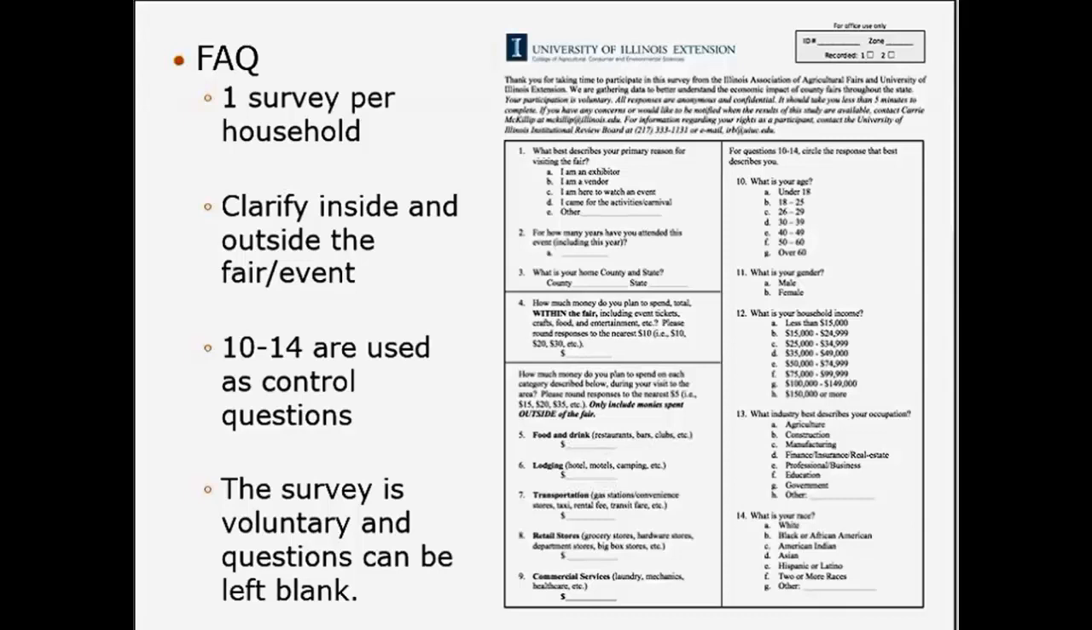And first key thing to know is we need 1 survey per household. What that means is if you have a family that's coming through the fair gates, we don't need the father and the mother to take that survey. We don't need the father and his 16-year-old son to take that survey unless they're doing different things. If for some reason their son is staying 3 days with his buddies in a hotel, then that might be a different reason to take that survey. But in general, we're looking for only 1 survey per household.